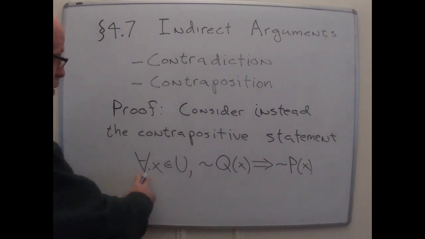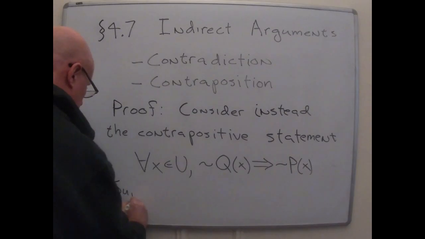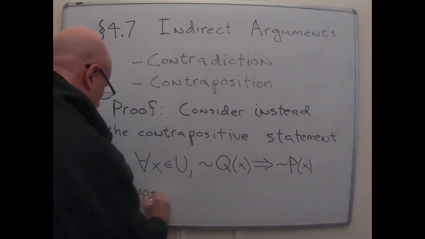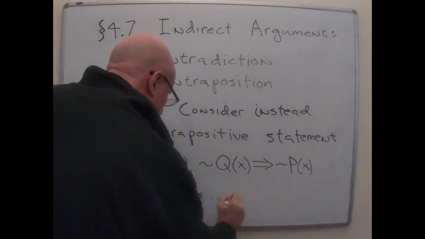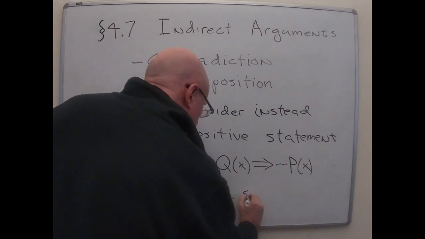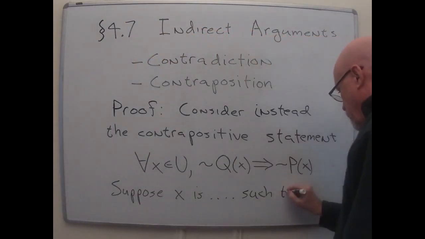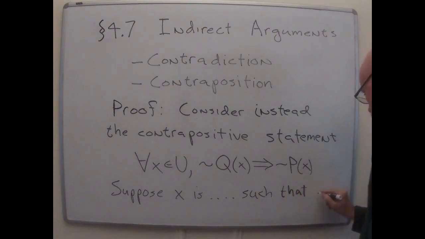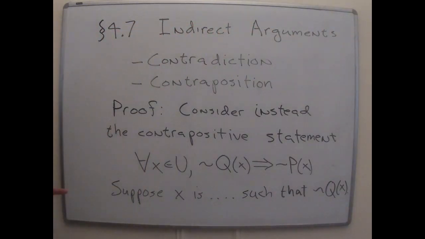So what would the second sentence be? It would be like, suppose x is a particular but arbitrary element, and then say that not Q of x is true, or such that not Q of x. From there, it's just like you were doing a direct proof.